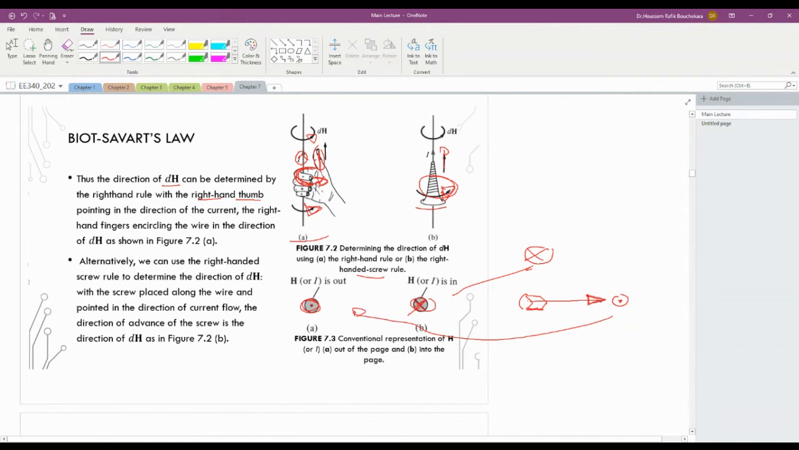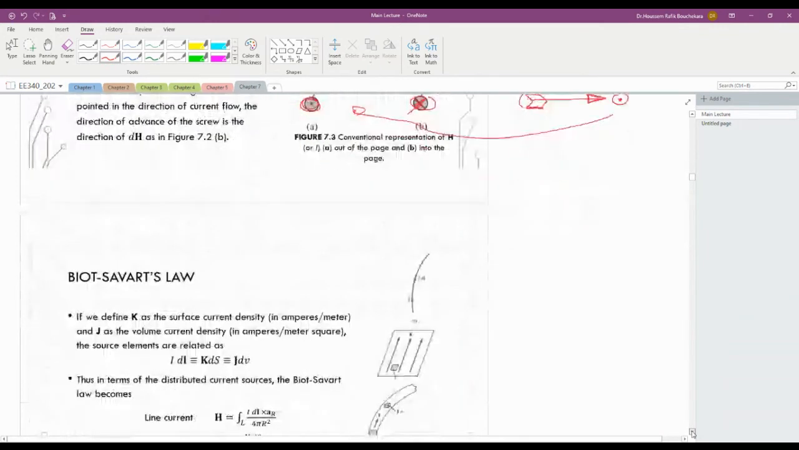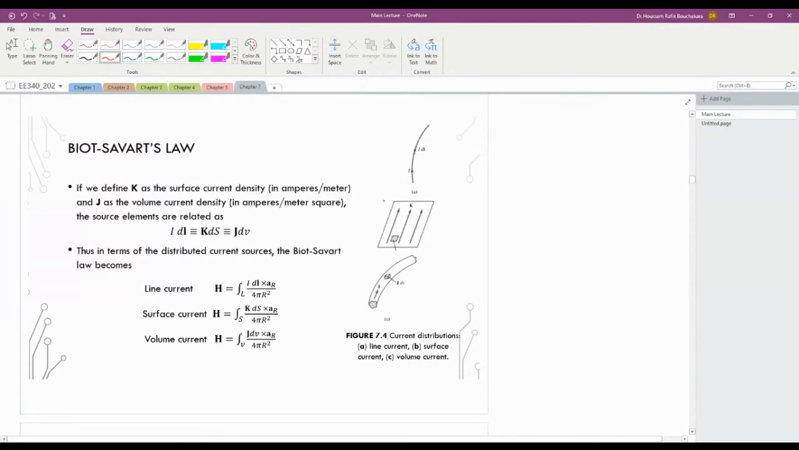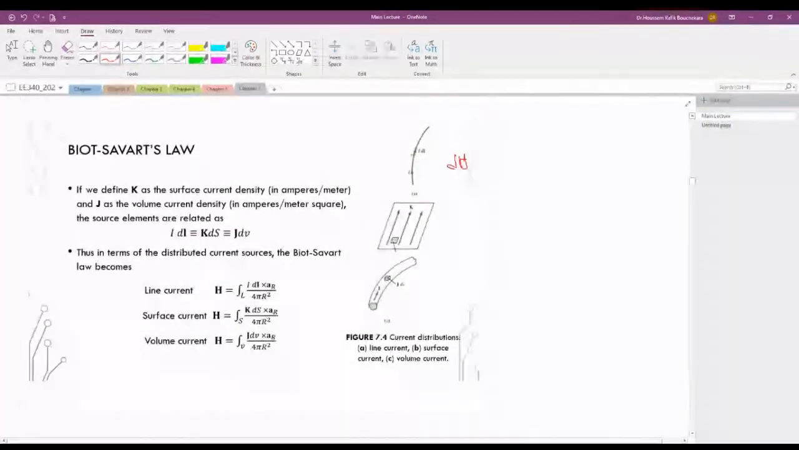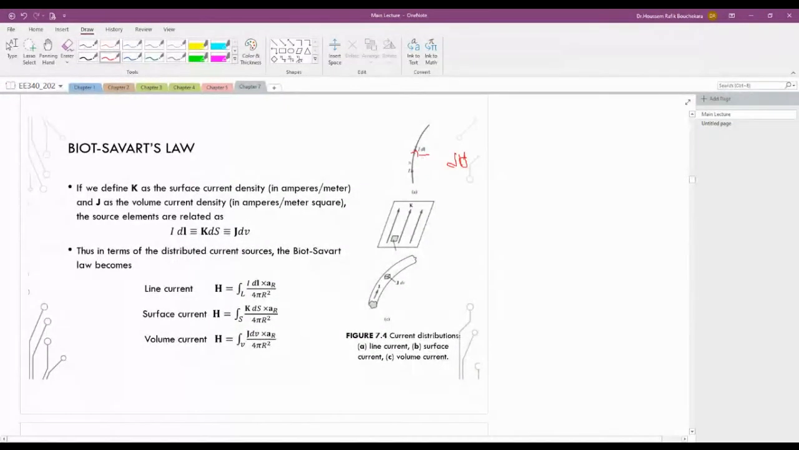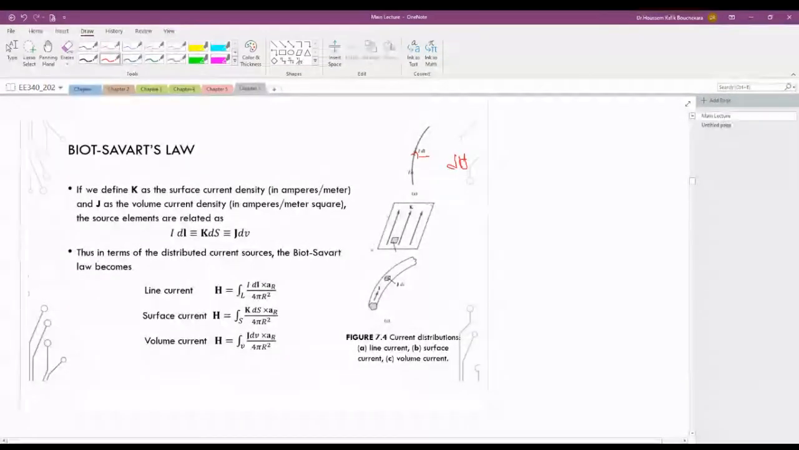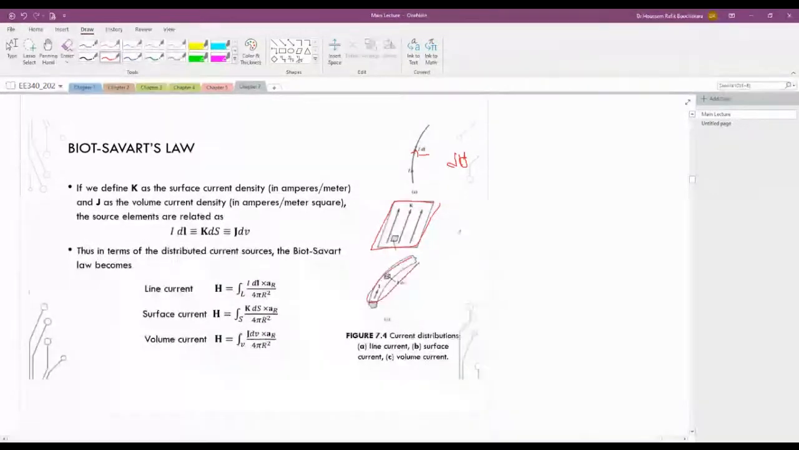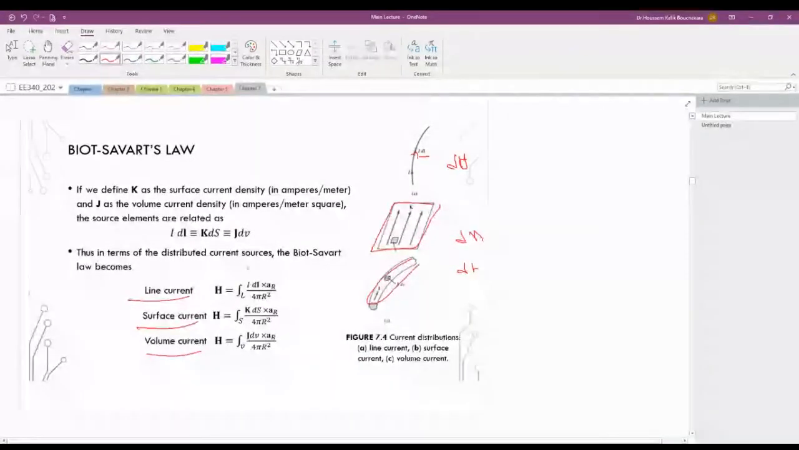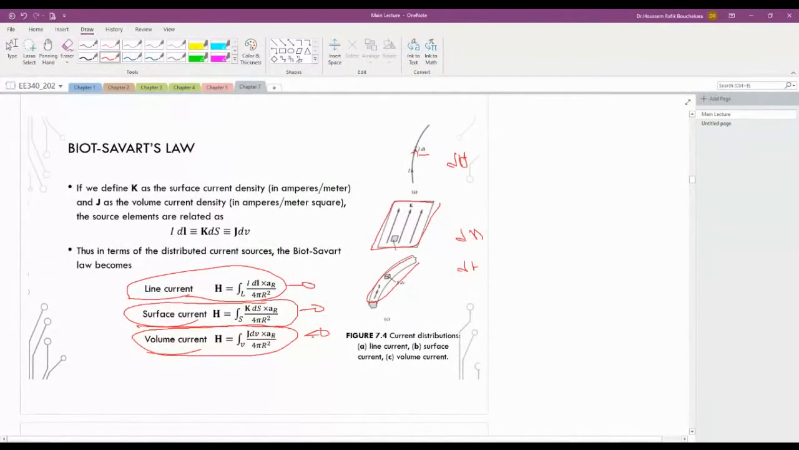So how we can determine the direction of the H using the right hand rule, okay. Now we saw how to get H or dH if I have an ideal, meaning a linear current. Now if I have a surface current and a volume current, how do we get dH? We get dH using this relationship. So this one is when we have a line current, this one when we have a surface current, this one when we have a volume current, okay?